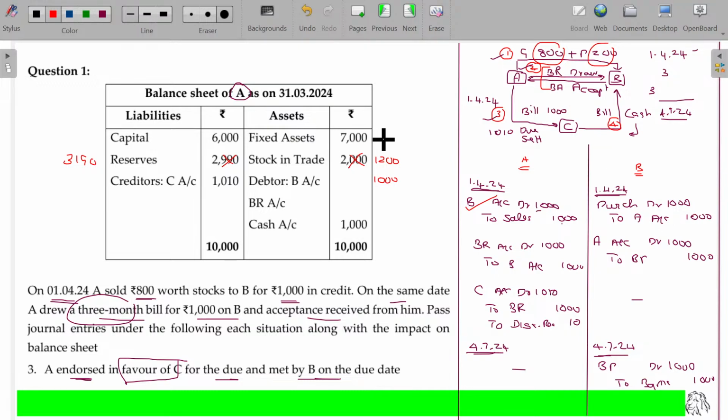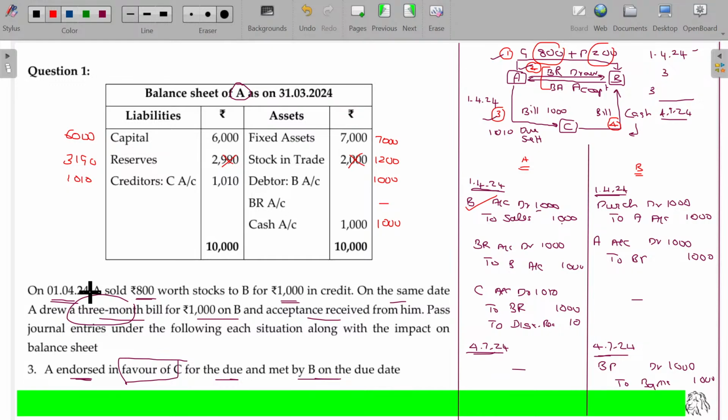Let's see. There is no change in fixed asset. That remains 7000. BR we don't have, and cash 1000. No change in capital 6000, and creditors remain 1010. This seems to be an accounting equation approach. In practical life, after each and every transaction, we directly record the impact in the accounting equation. Instead of the accounting equation approach, I just use the balance sheet approach. That's all. It's for the learning purpose only, not for the examination purpose.